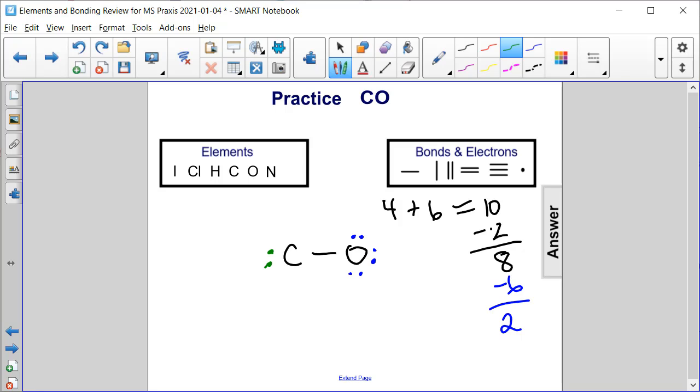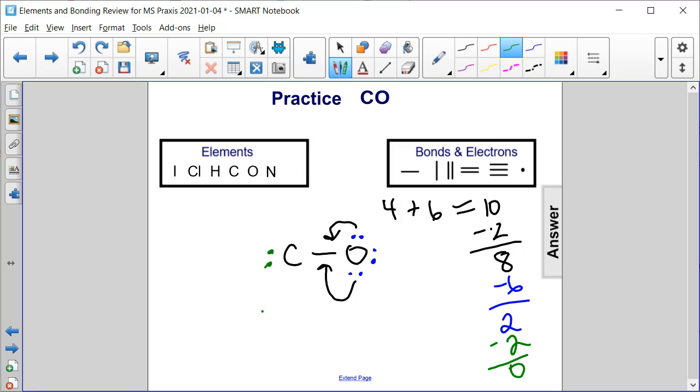Now, we've used up all of our electrons, but we're not done yet because carbon right now only has 4 electrons, 2 from the bond and 2 from the lone pair. So again, if we run out of electrons, but we don't have a stable octet everywhere, we need to move electrons to form multiple bonds. So it has 2, 4. I'm going to move these 2 to give it 6, and these 2 to give it 8.